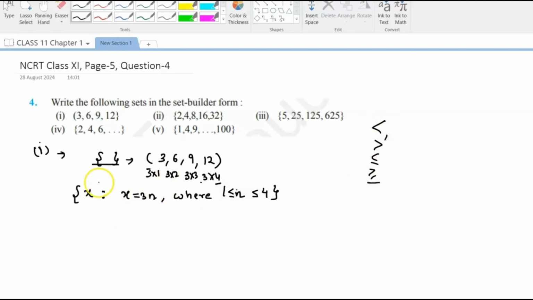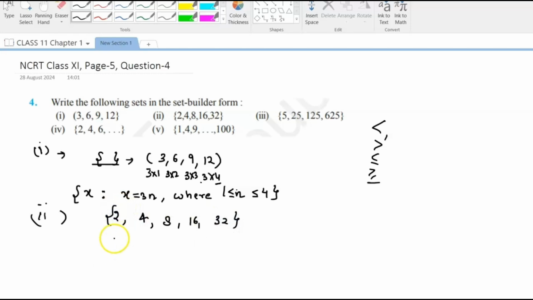Okay, so let's see the next question, next part. The next part is 2, 4, 8, 16, 32. So we need to find a common characteristic first, and then we can write it in the builder form. Okay, so 2, 4, 8. 2, 4, 6 is not here, so it is not the set of even natural numbers, right? It is something else. So we have 2, then 4, then 8, then 16, and then 32.